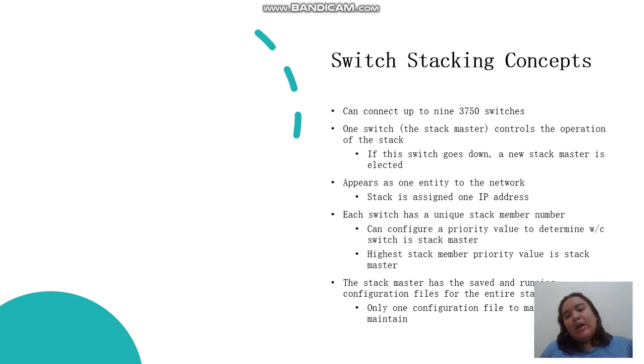So the switch stacking concept: you can connect up to 9 3750 switches. One switch, the stack master, controls the operation of the stack. If that switch goes down, a new stack master is elected. It appears as one entity to the network. The stack is assigned one IP address. Each switch has a unique stack member number. You can configure a priority value to determine which switch is stack master, and the highest stack member priority value is the stack master. The stack master has the saved and running configuration file for the entire stack.